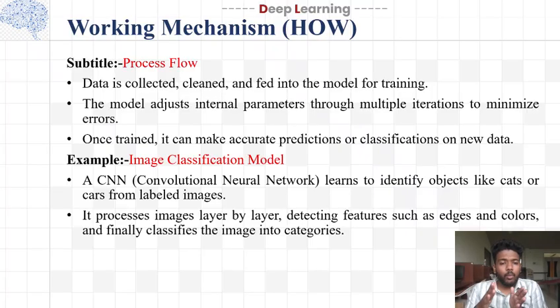The second part is that the model adjusts internal parameters, doing backpropagation through multiple iterations to minimize the errors. Once trained, it can make accurate predictions or classifications on new data, and it divides the data into validation and test data. The best example is the image classification model, using a convolutional neural network, or CNN, that learns to identify objects like cats or cars from labeled images. It processes the image layer by layer, detecting features such as edges and color, and finally classifies the image into categories.